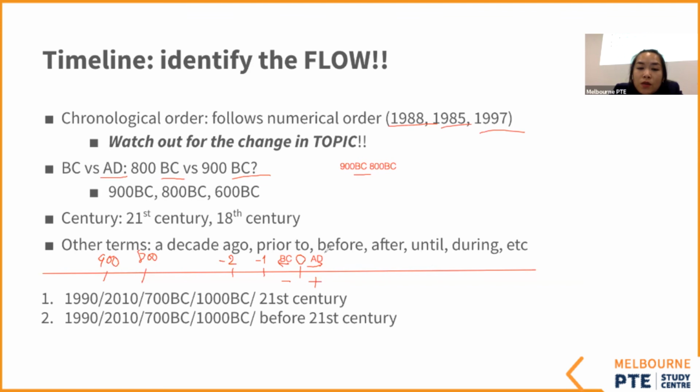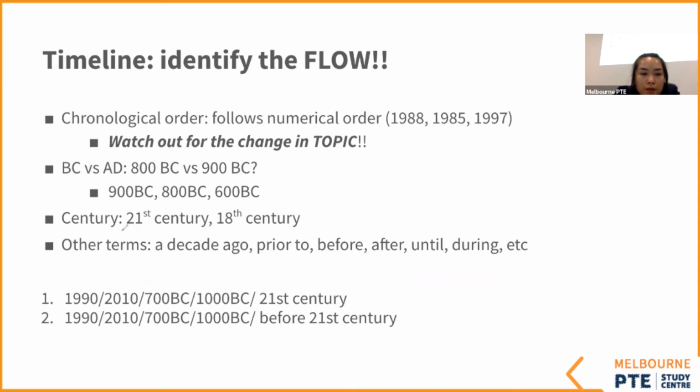So for BC, it's always opposite with AD. For example, 1988 and 1985, which one comes first? 85. Correct. So 1985 gonna be here, right? And then 1988 after, right? That's all. Okay. Right. So that's it, the timeline and BC and AD because sometimes they use this in the reorder. Okay. So you guys need to be able to distinguish the difference between these two. Okay.